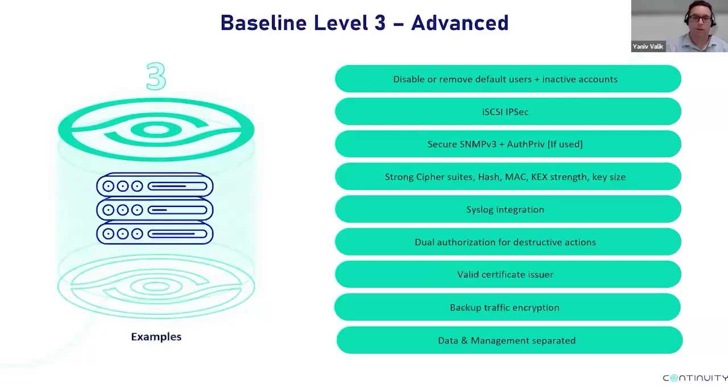And in level 3, we're introducing more robust controls, and this may include, for example, disabling default and inactive accounts, securing SNMP, enforcing strong ciphers, hash algorithms, and keys. At this stage, we also encrypt backup traffic and management traffic and separate them across dedicated networks. We also add here centralized logging through syslog or SIEM integration. And finally, we also implement dual authorization for critical or destructive actions on snapshots and backup.